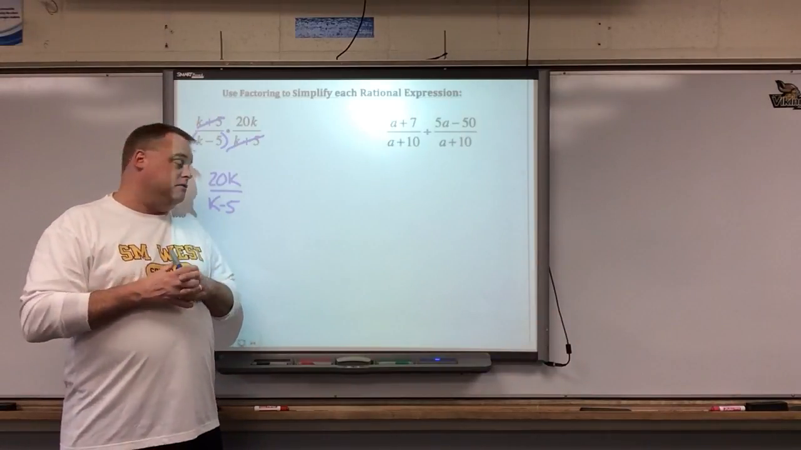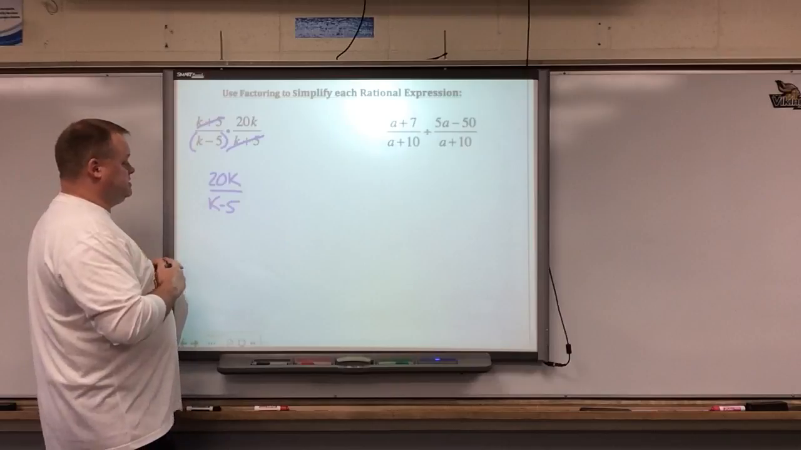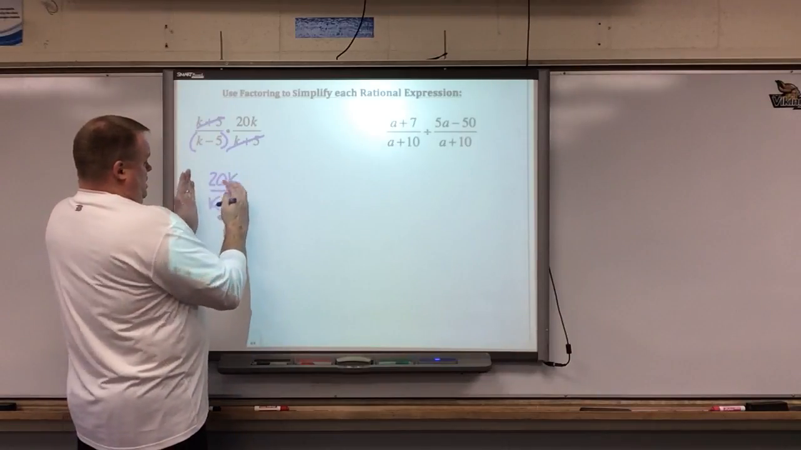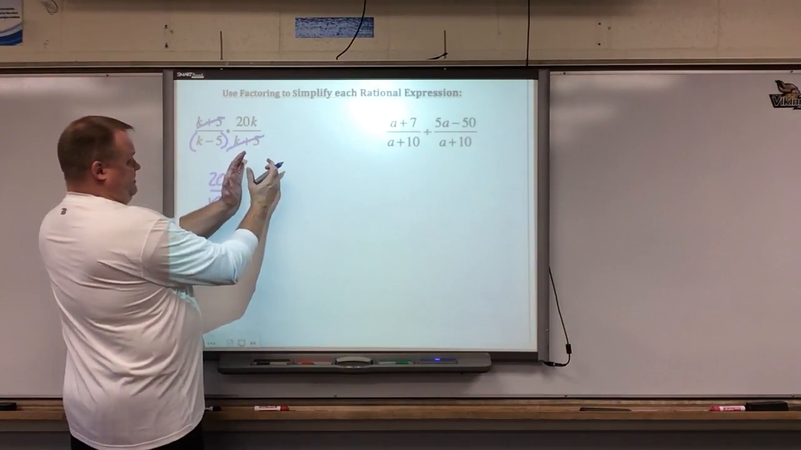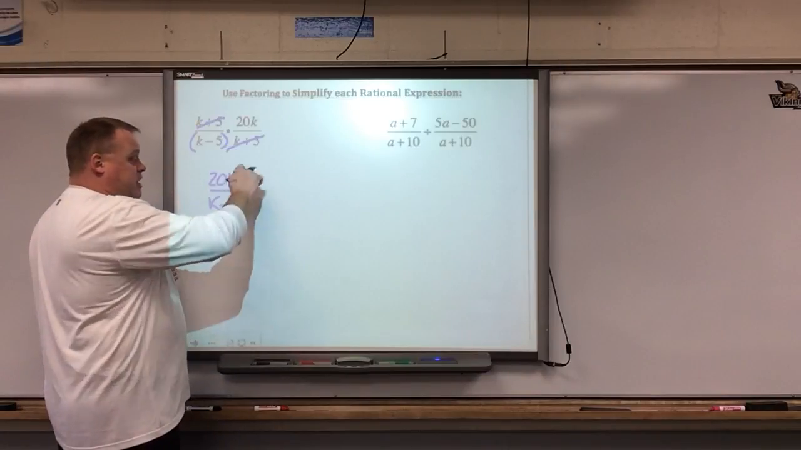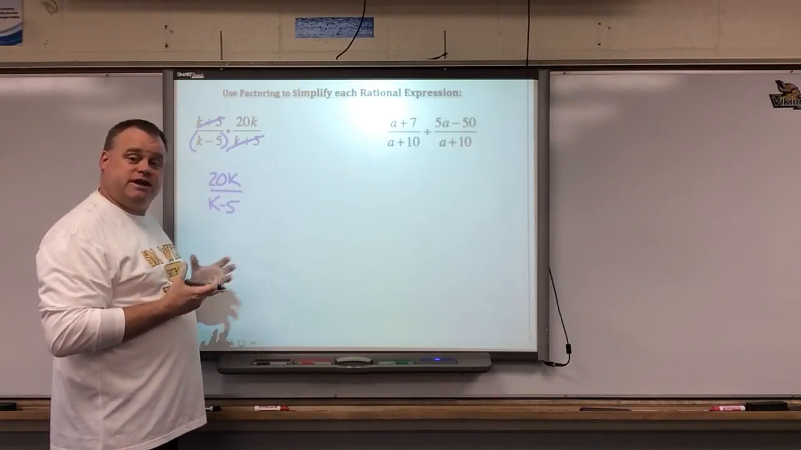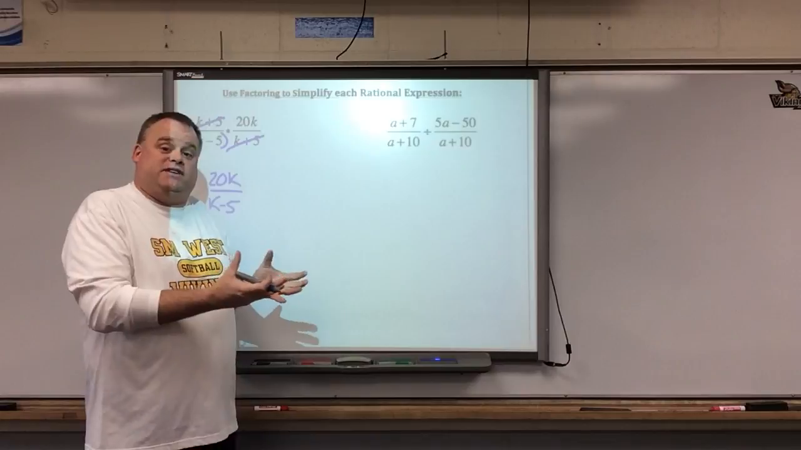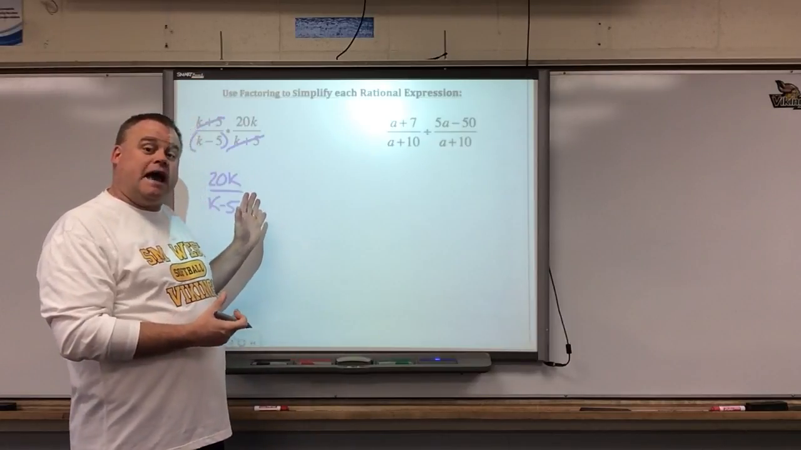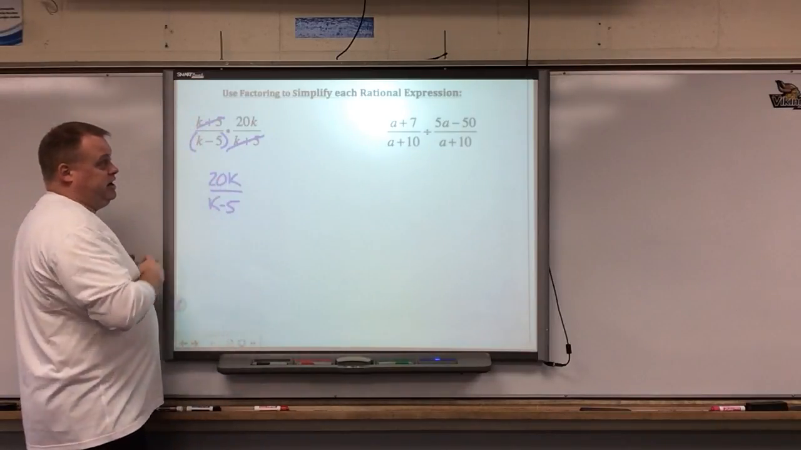I am done, okay? Now if this was a unit and I had k minus 5 times this 20k, I could cross eliminate those and just be down to 20k. But I don't have additional information. This is all I have. So I am done here.